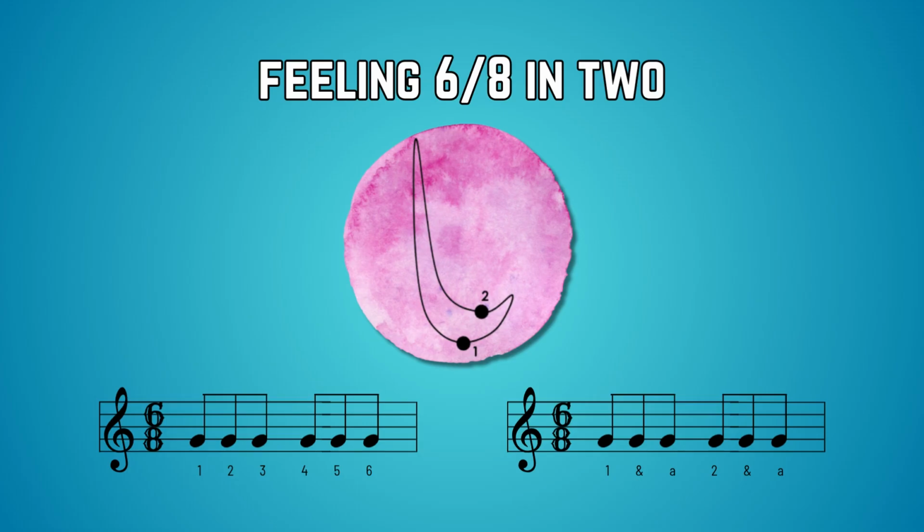Both counting systems can be useful. Counting from 1 to 6 helps us identify the exact placement of each eighth note. Counting 1 and 2 and helps us feel the two large compound beats.